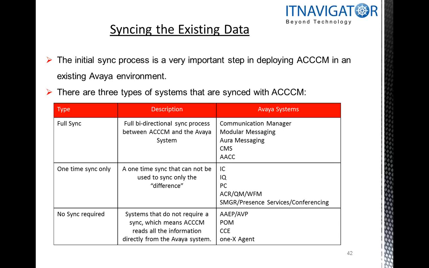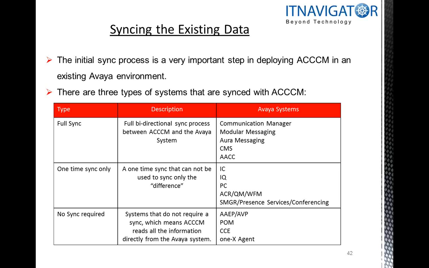The second sync type that we have is a one-time sync only. One-time sync only means that these systems are synced, or can be synced, in the deployment phase, but after you sync them, you need to use Control Manager for your administrative capabilities on these systems. You don't have a bidirectional sync or a full sync like for the systems listed above. And the systems are IC, IQ, Proactive Contact, ACR, QM, WFM, System Manager, Presence Services, and conferencing.